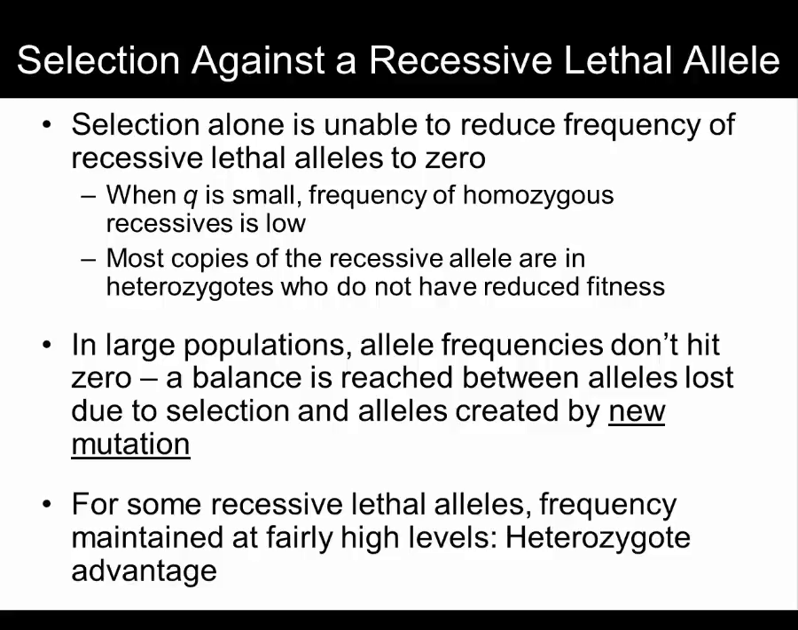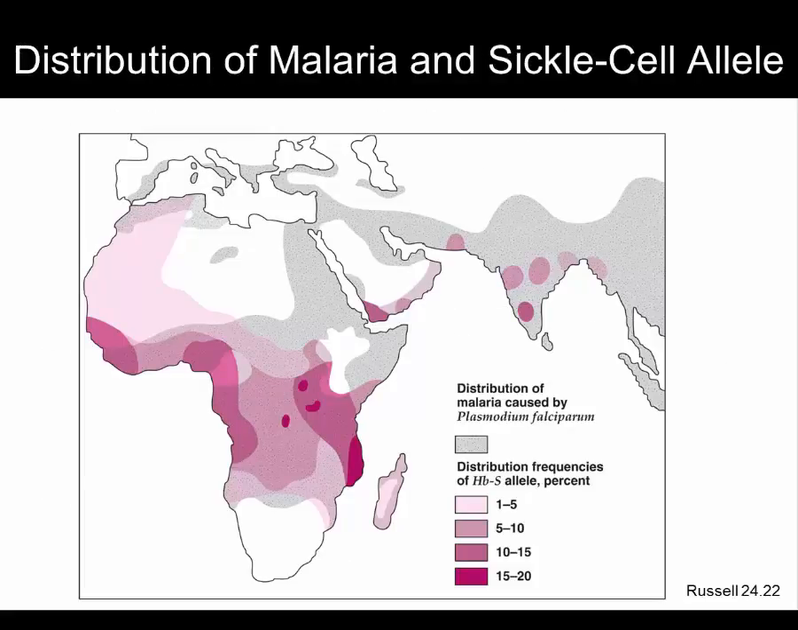But there are some cases where the frequencies of recessive lethal alleles will be much higher. We call this heterozygote advantage. The classic example of heterozygote advantage is sickle cell anemia. This is a recessive lethal condition, but the allele frequency is as high as 20% in some areas. How can this be the case?